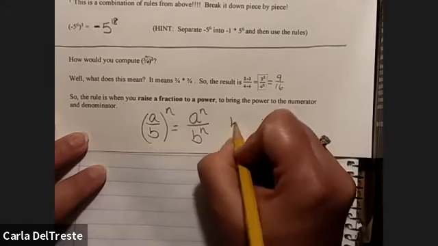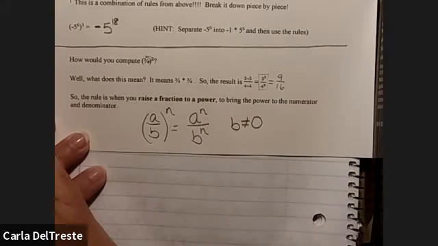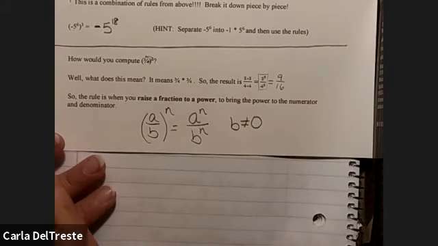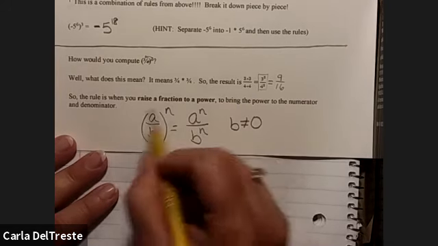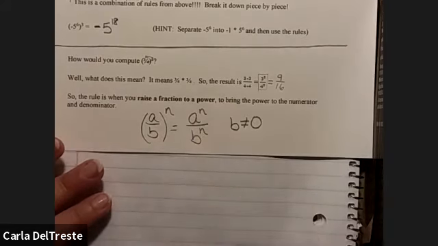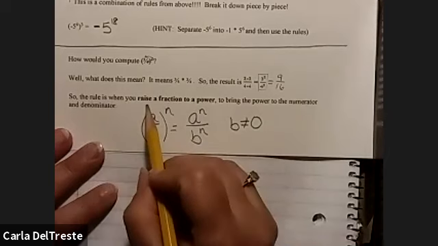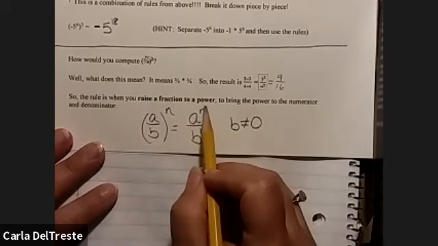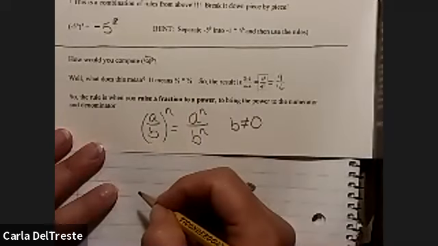I am going to specify here that b is not allowed to be 0 because, as we said in an earlier video, you're never allowed to divide by 0. So this would not exist if that were the case. So b is not allowed to be 0. So in words, when we raise a fraction to a power, we bring the power to the numerator and the denominator. Okay?